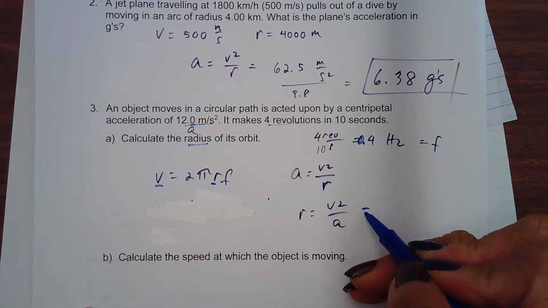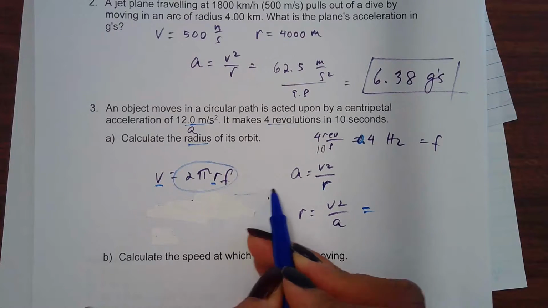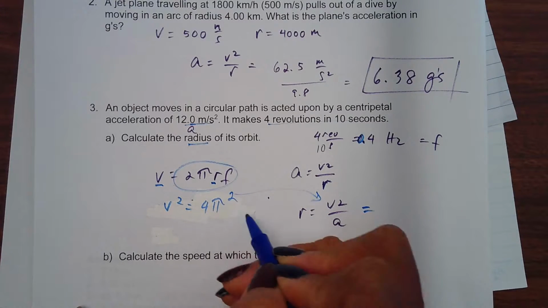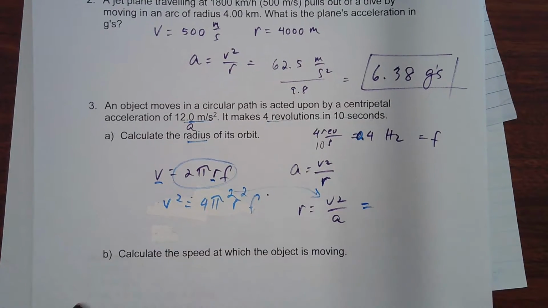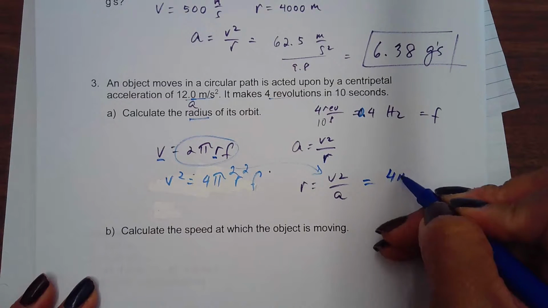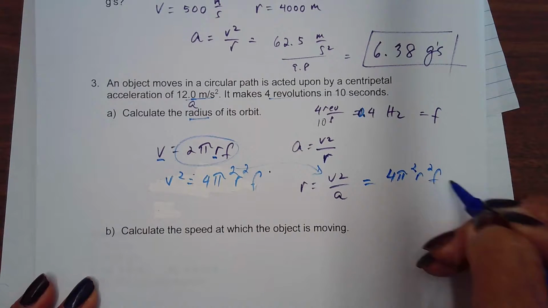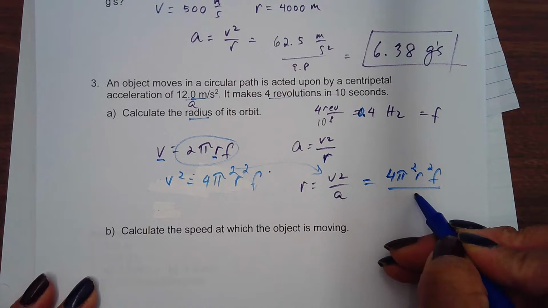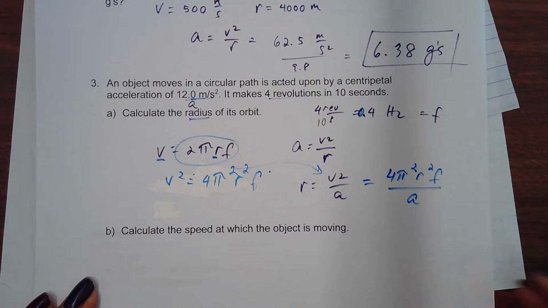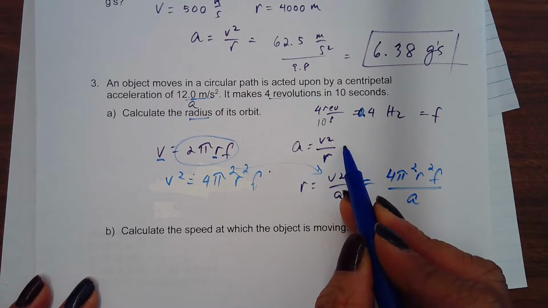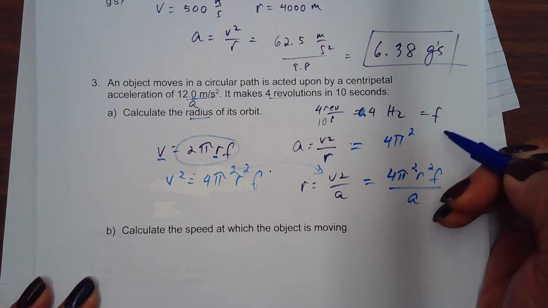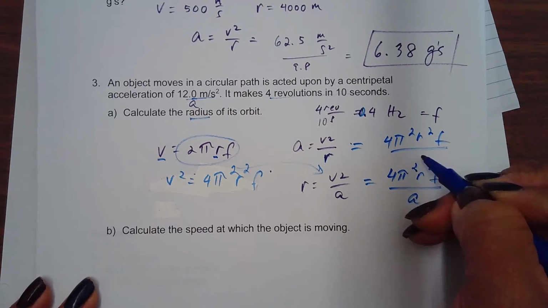So what we're going to do here is, you see this v right here? You're going to put it here. If I go v squared, this is going to be 4 pi squared r squared f squared. That's the v squared, so I'm going to put that over here. So 4 pi squared r squared f squared divided by a equals r. This r right here is actually what I'm looking for. So I should actually put it in this a right here. So acceleration is 4 pi squared r squared f squared over r. That's the one I needed.